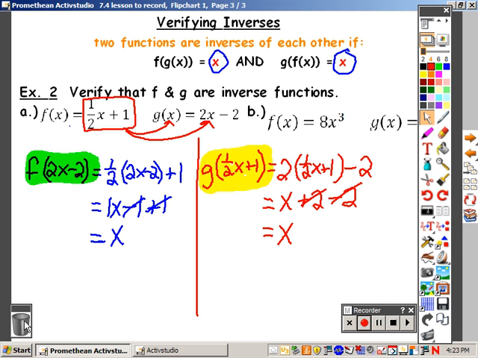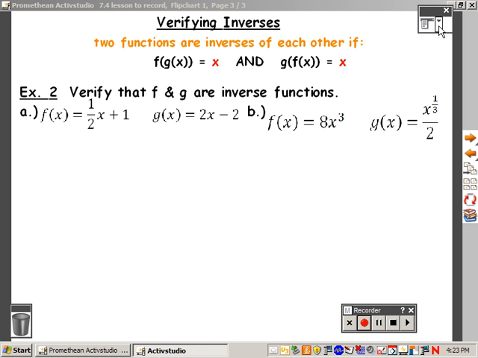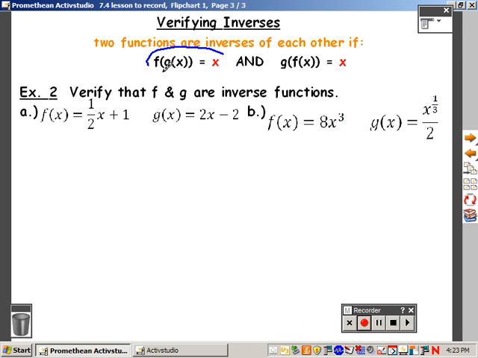All right, last one. Let me clear this off. We have f of x equals 8x to the 3rd power, and g of x equals x to the 1/3 divided by 2. So we're going to start just like we did last time. I'm going to do f of g of x first. That means which one goes on the inside? G of x. So I'm going to put this in the blue box, and I'm going to plug it in for x in the other equation.